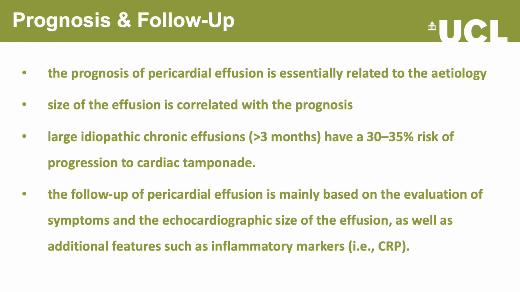So, prognosis and follow-up of pericardial effusion. The prognosis is usually related to the etiology, and the size of the effusion is correlated with the prognosis. Large idiopathic chronic effusions that are present over 3 months have a 30 to 35% risk of progression to cardiac tamponade. The follow-up of pericardial effusion is mainly based on the evaluation of the symptoms and the echocardiographic size of the effusion, as well as additional features such as inflammatory markers like CRP.